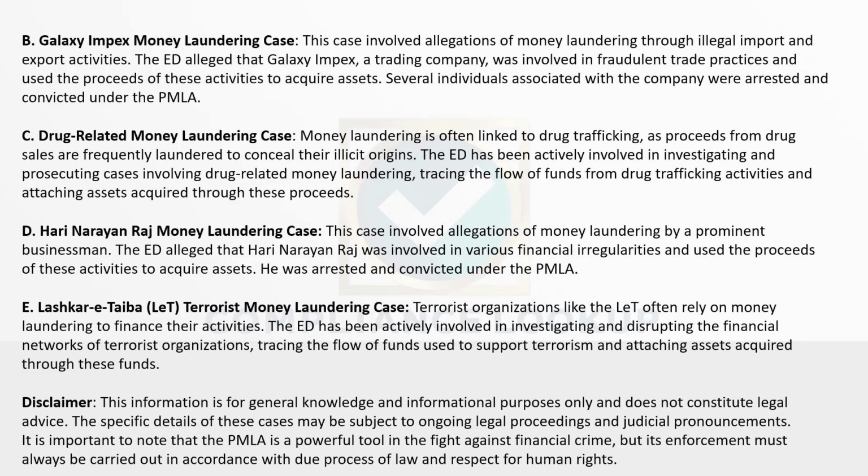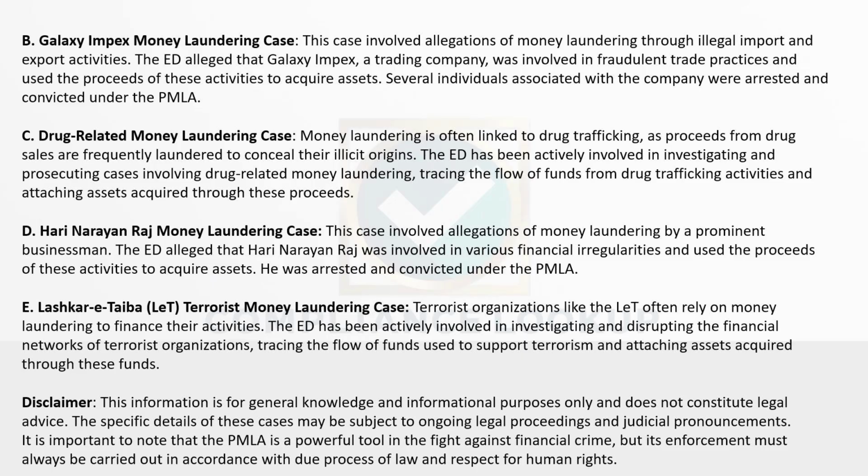D. Hari Narayan Raj money laundering case. Hari Narayan Raj, a prominent businessman, was accused of amassing wealth disproportionate to his known sources of income. The ED alleged that he was involved in large scale financial irregularities and used illicit funds to acquire assets. Investigations revealed that Raj was involved in shell company transactions and Benami proxy transactions to hide the true ownership of the assets. Raj was arrested and his properties, including real estate and luxury cars, were attached. He was convicted and sentenced to prison for laundering proceeds of corruption.